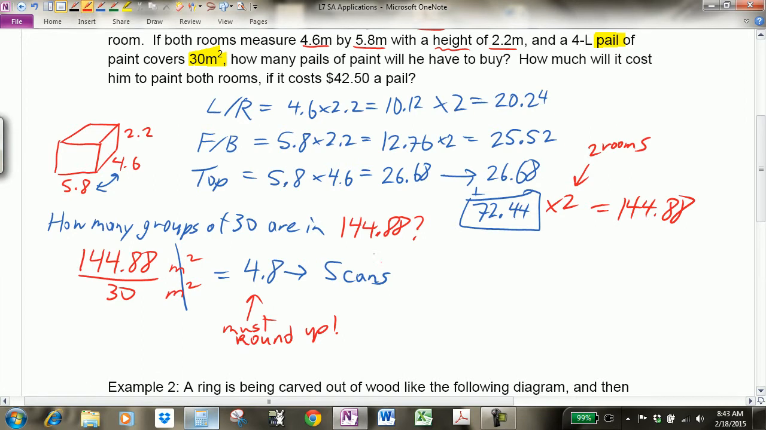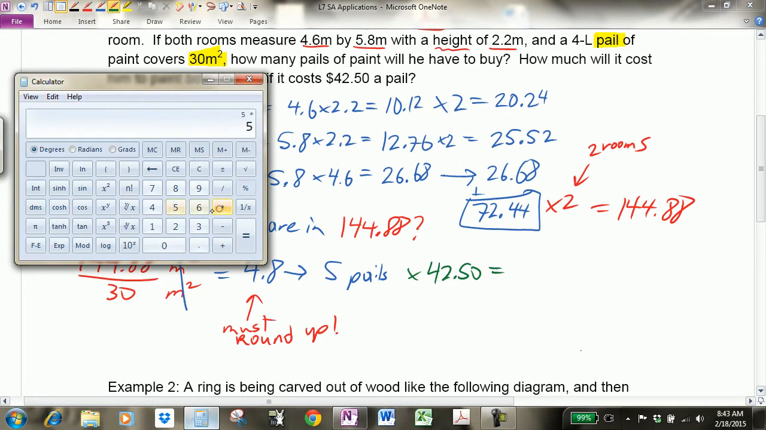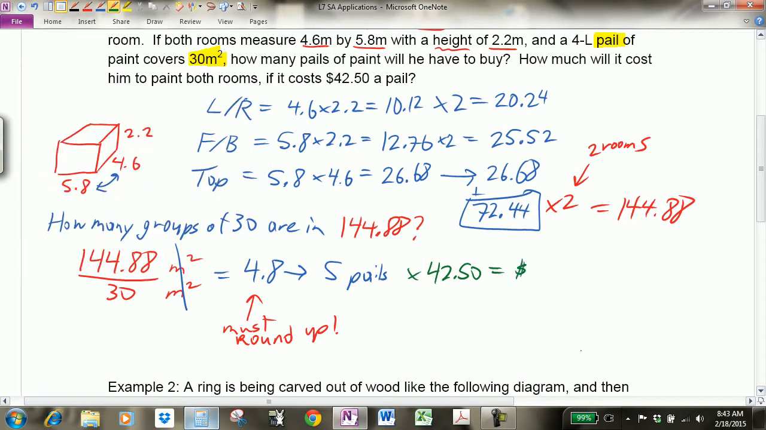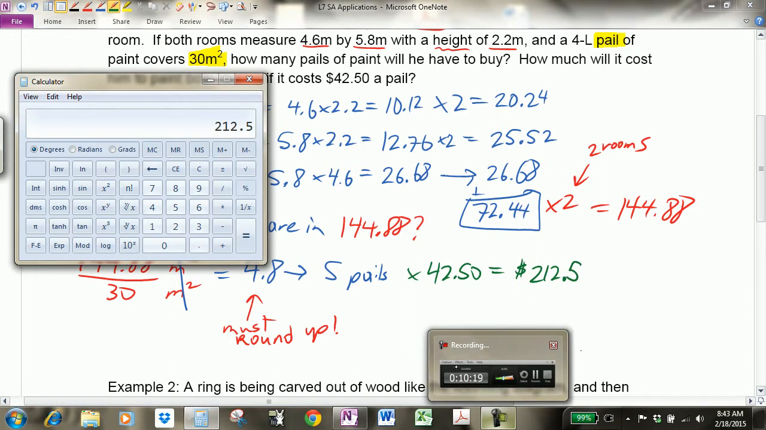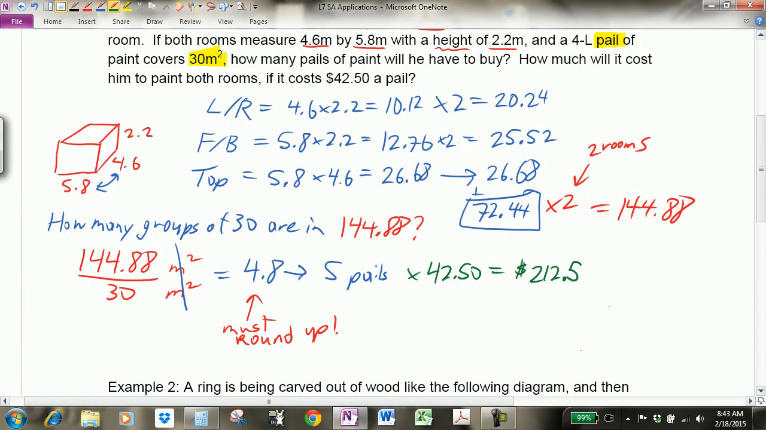So we can now figure out our cost. 5 cans times, now I said cans, it should be pails. I see that now, sorry. I'll fix that. 5 pails times $42.50 a pail. Good. So, why am I not going to get full marks here? What have I done that's wrong?